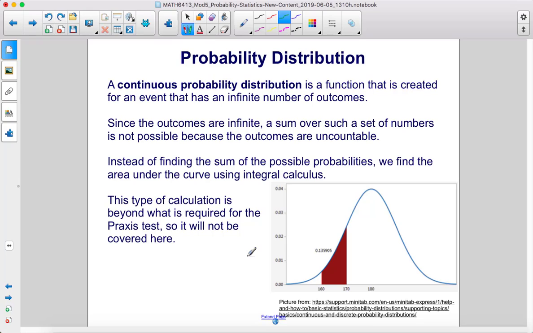A continuous probability distribution is a function that is created for an event that has an infinite number of outcomes. Since the outcomes are infinite, a sum over such a set of numbers is not possible because the outcomes are uncountable. Instead of finding the sum of the possible probabilities, we find the area under the curve using integral calculus. This type of calculation is beyond what is required for the Praxis test, so it will not be covered here.